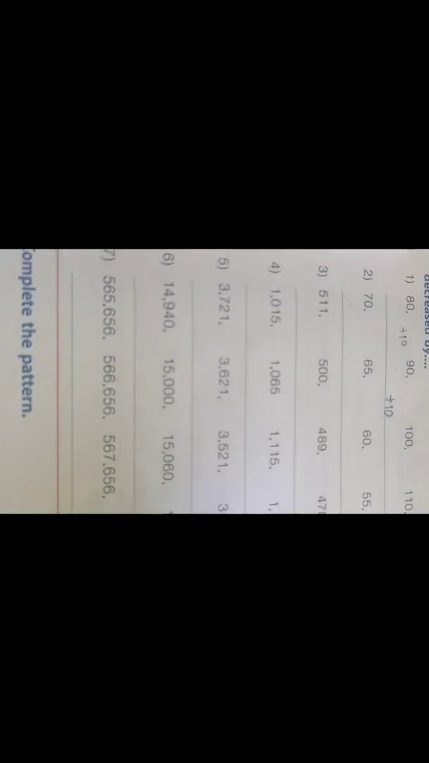Okay? Let's look at number 2, the second pattern. We start from the greater number to the smaller one. So we are decreasing. So we are subtracting. We are doing minus, subtraction. So 70 minus how many will give us 65? 70 minus how many? If you cannot count with your head, I've told you you can do the operation.